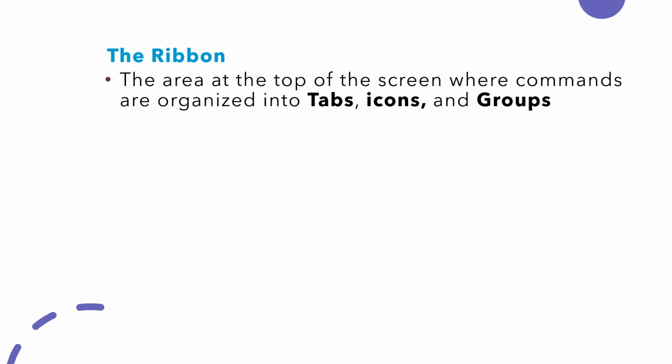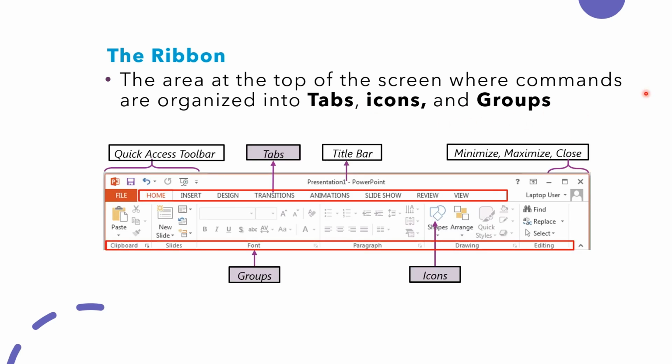Now the ribbon. The ribbon is the area at the top of the screen where the commands are organized into tabs, icons, and groups. So this is the ribbon. On the top left here we have the quick access toolbar for the frequently used commands, and here these are the tabs. This is the title bar showing the title of our presentation, minimize, maximize, and close. And then underneath here we have the groups as well as the icons. These are the icons. All these are the icons.